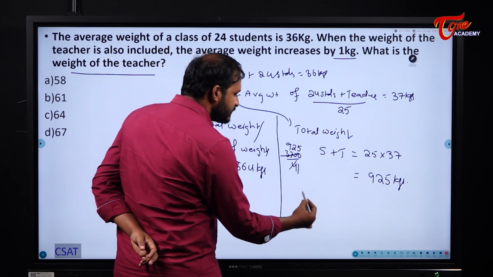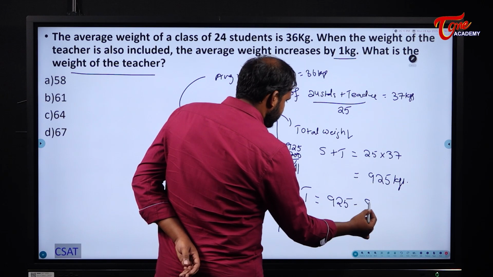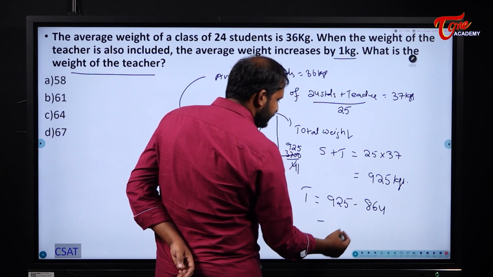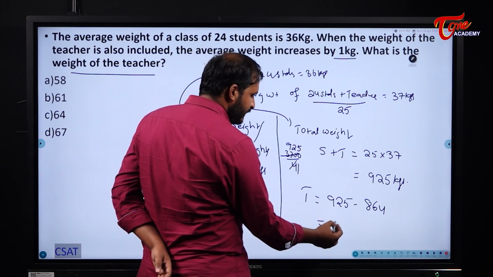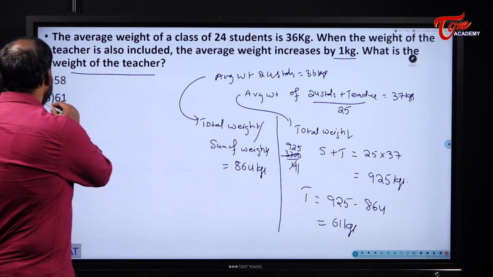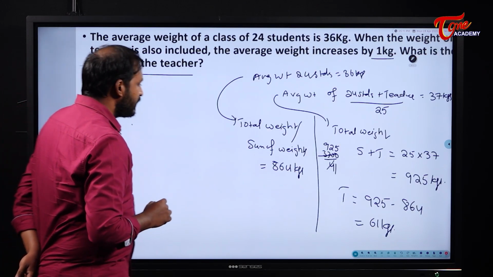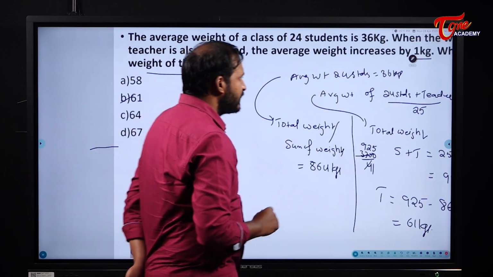So what will be the teacher's weight now? 925 minus 864, which is 25 plus 36, so the weight will become 61 kgs. This is the general method for us.